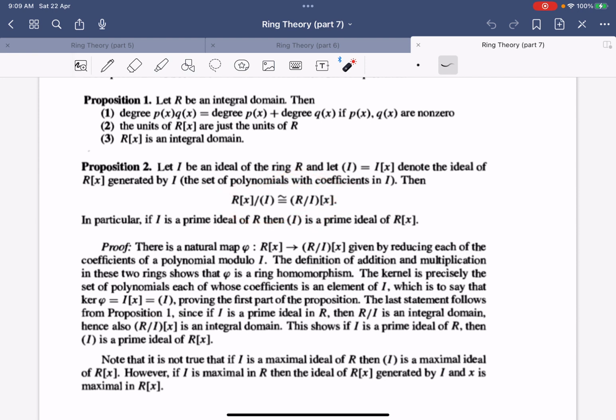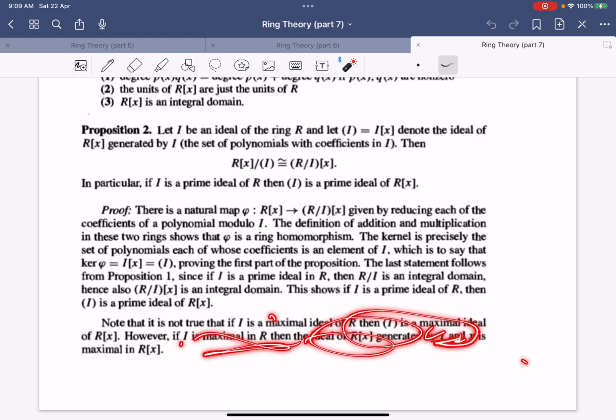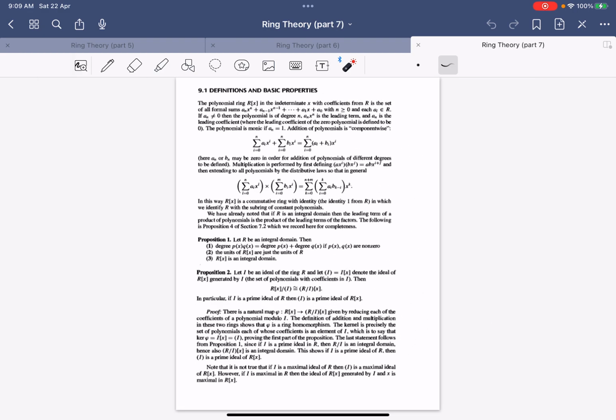And the last statement follows that if I is prime, then R/I is an integral domain. This means that this polynomial ring will also be an integral domain. And this shows that if I is a prime ideal, then the ideal generated by I is also a prime ideal of R[x], because they are isomorphic to each other. It's not true that if I is maximal though, then the ideal generated will be maximal. But we know that if I is maximal, then the ideal generated by I and x is maximal in R[x]. So you need the extra x over here.